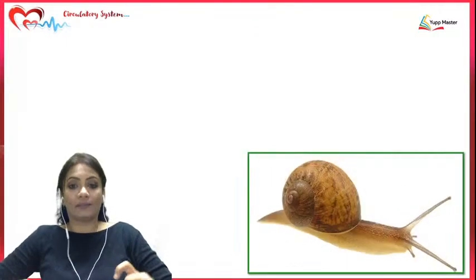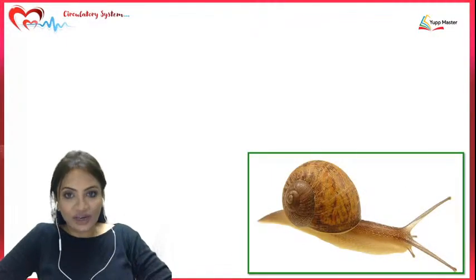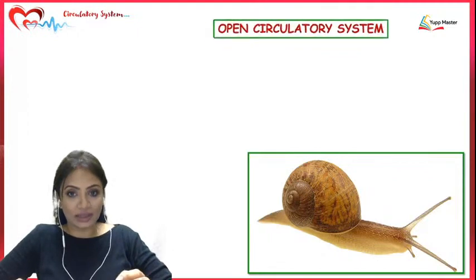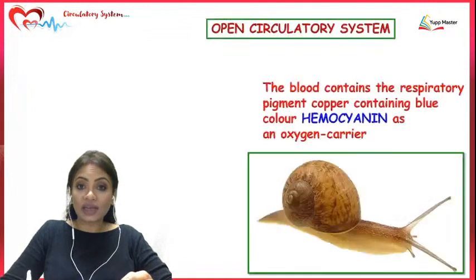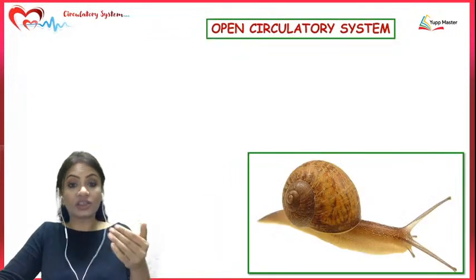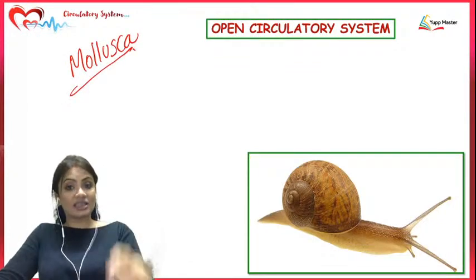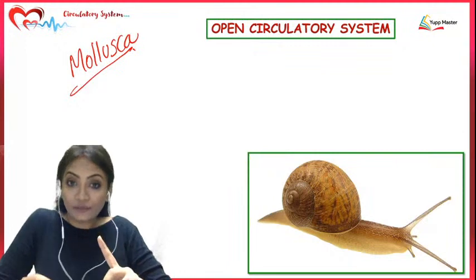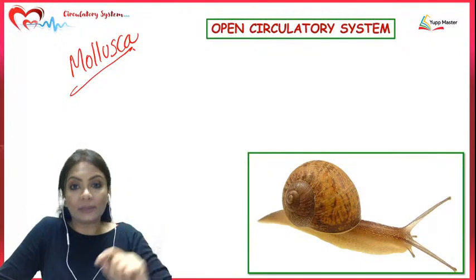Alright. Now, coming after arthropods, the very next phylum would be that of the molluscans. In the mollusks, the circulatory system, in which phylum? Phylum Mollusca. The circulatory system is an open type. Now what's the difference here? There's a very big difference in the respiratory pigment.